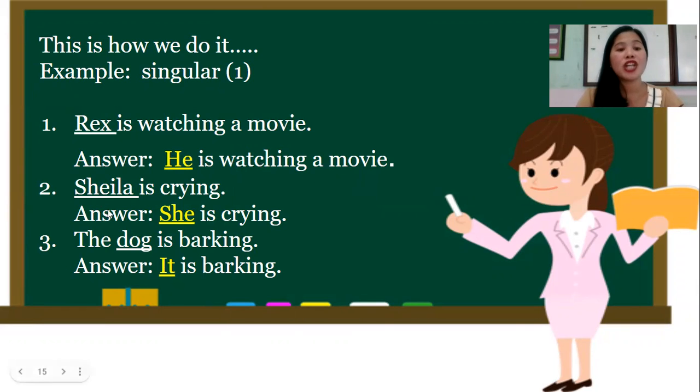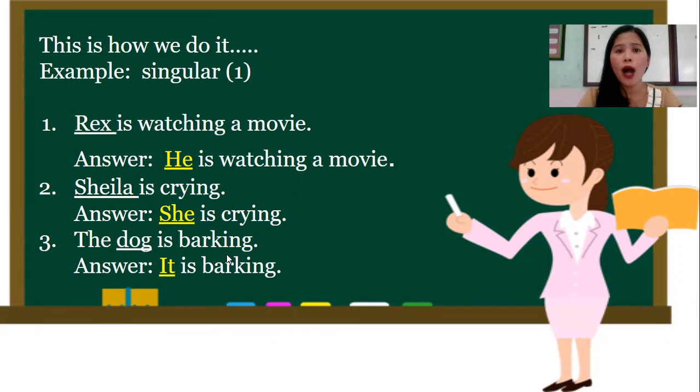Number two, Sheila is crying. Again, Sheila is crying. What is the subject in the sentence? The subject is Sheila. Sheila is a girl, only one. So what is the pronoun? The pronoun is she. She is crying. So you are going to substitute she for Sheila. All right.